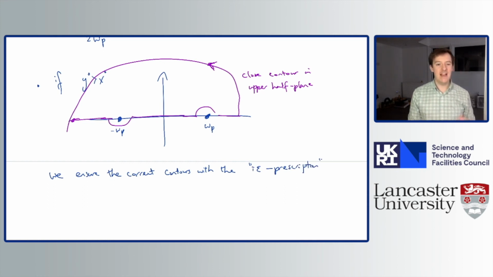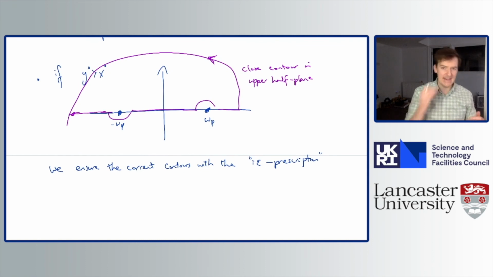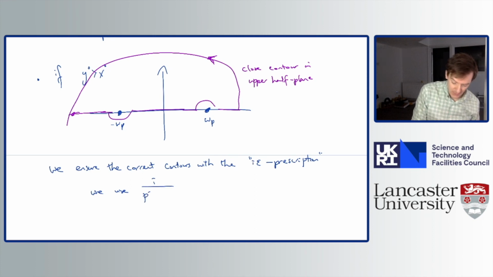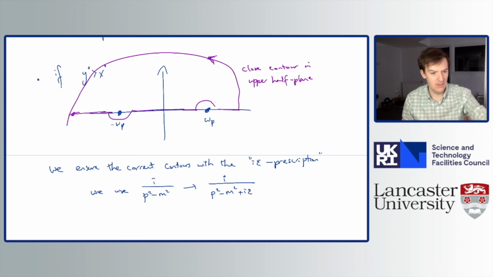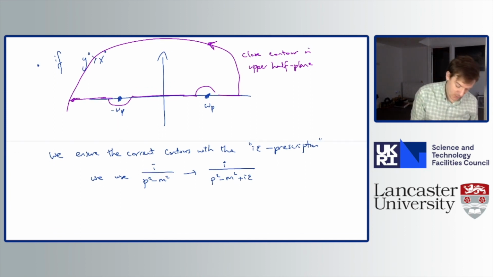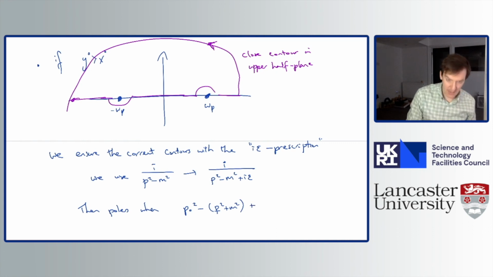Okay, so the point of this i epsilon prescription is that it automatically gives us the correct poles. Instead of i over p squared minus m squared, we use i over p squared minus m squared plus i epsilon. This is the i epsilon piece. Okay, so let's see why this works. If we do that, we find that we have poles when p naught squared minus p squared minus m squared plus i epsilon is equal to 0.